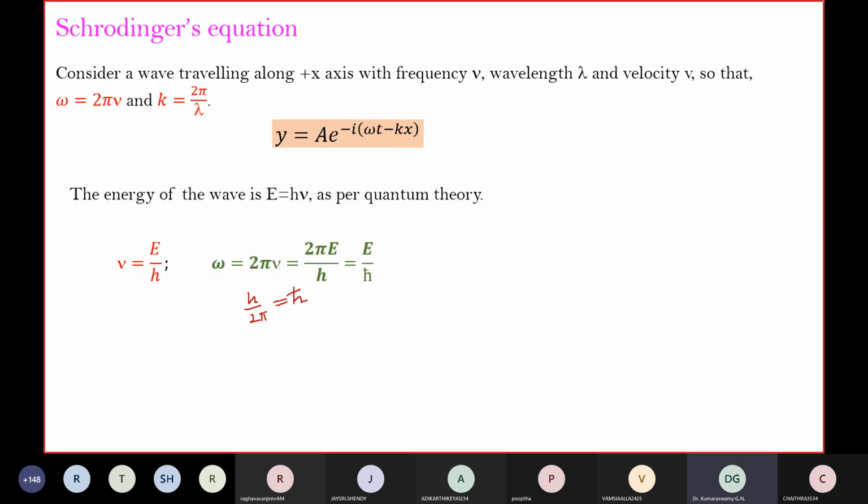Okay. Next. Similarly, P is equal to h by lambda. This also we have got from the De Broglie hypothesis. P is equal to h by lambda for a moving particle, right? Do you remember? Momentum of a moving particle is equal to h by lambda. Therefore, 1 by lambda is equal to p by h.